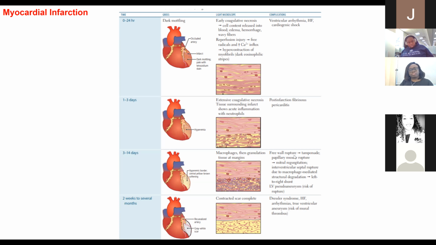Okay, so this is from your First Aid, obviously. You need to understand the pathology behind MI. Knowing the time is really important, and what you see in the histo is really important. I know that this is a cartoon histo. They did put the histo from your slides. It's exactly from your slides.